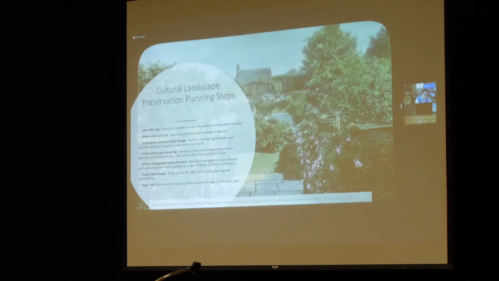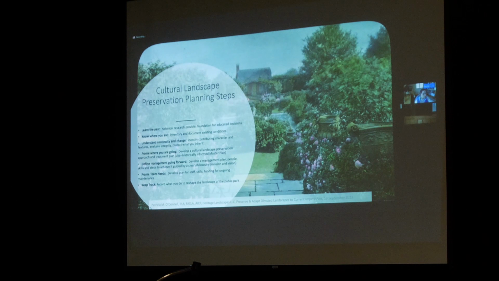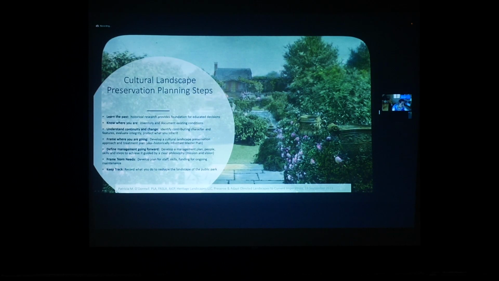In looking at cultural landscapes with historic value, what we're looking at is evolution, recognizing that they've taken various forms over time. And the issue is, where are they today? We begin by learning from the past, knowing where you are by inventorying the existing landscape and its conditions, understanding, most importantly, continuity and change.